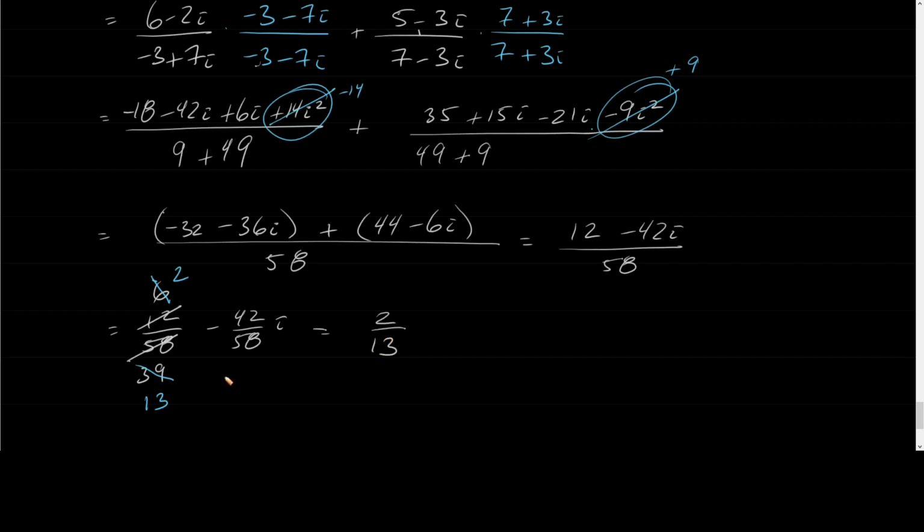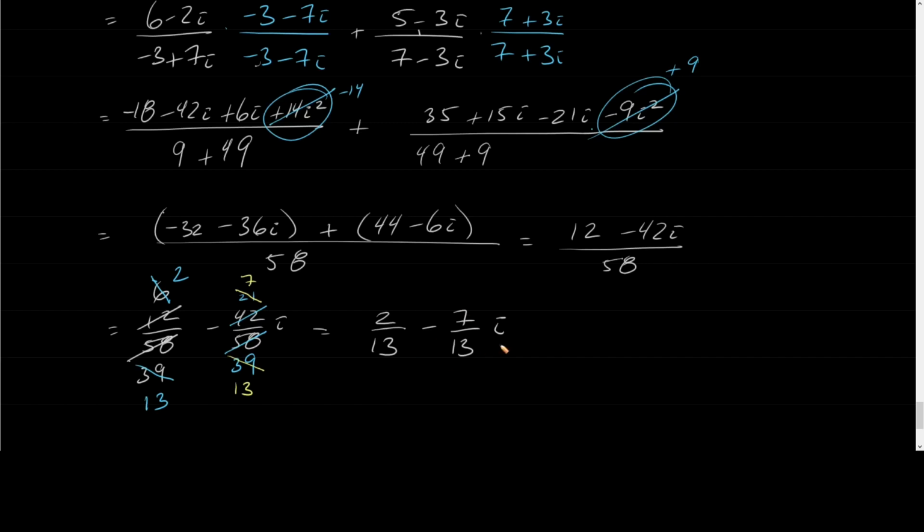And then for 42 and 58, well, they're both divisible by 2, right? So 42 divided by 2 is 21. 58 divided by 2 is 39. And then once again, they're both divisible by 3. 21 divided by 3 is 7. 39 divided by 3 is 13. So my answer here now is minus 7 over 13i. All right. And again, standard form, a plus bi.